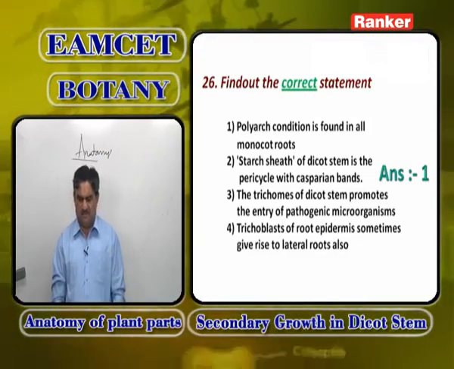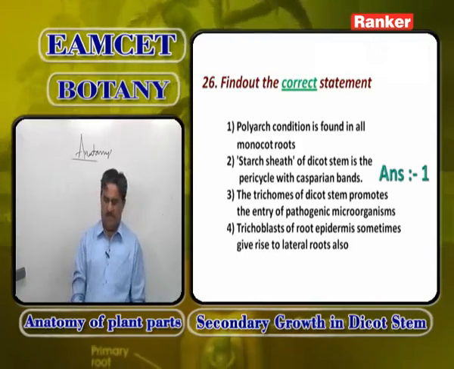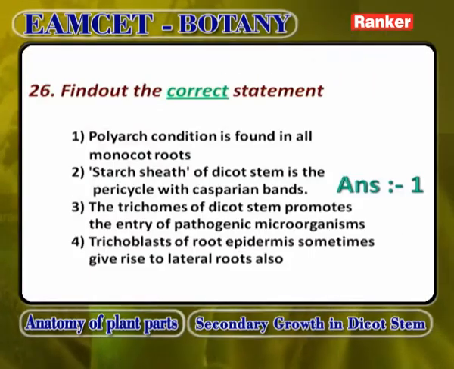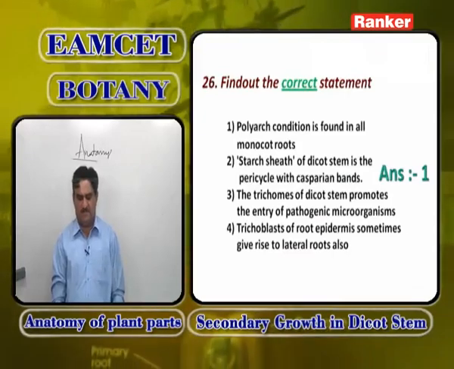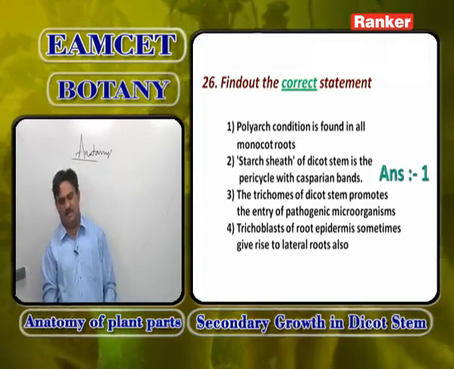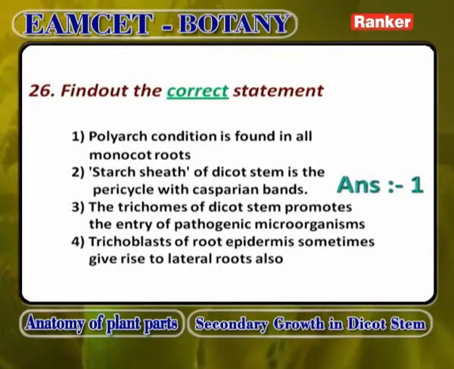So the answer for this is polyarch condition of xylem, or polyarch condition is found in all monocot roots. So find the correct statement means polyarch condition is found in all roots. Star sheath of dicot stem is the pericycle with Casparian bands is wrong. The trichomes of dicot stem promoting the entry of pathogenic organisms is wrong. Trichoblasts of root epidermis sometimes give rise to lateral roots is wrong. Lateral roots are not produced from trichoblasts, they are formed from the pericycle in a root endogenously.